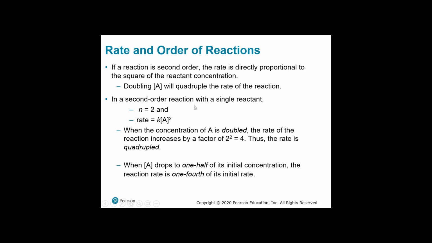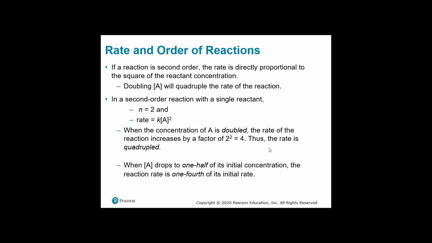In a second order reaction with a single reactant, n equals 2, and we would plug 2 in where the n would be. That's what means we can double the concentration and the rate will quadruple. When the concentration of A is doubled, the rate of the reaction increases by a factor of 2 squared, which is equal to 4. So that's why you would see the rate actually quadruple.